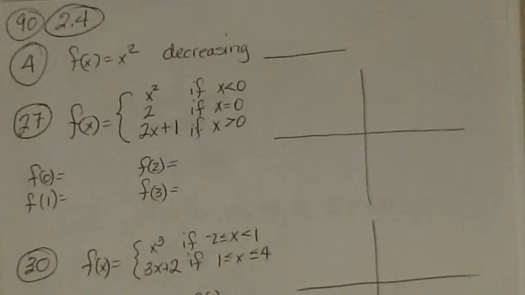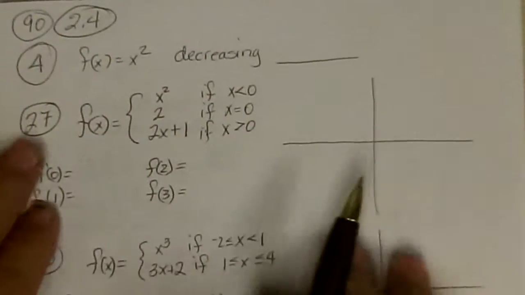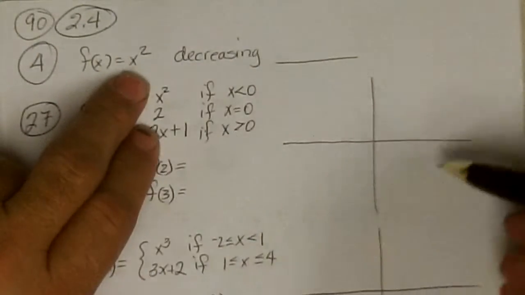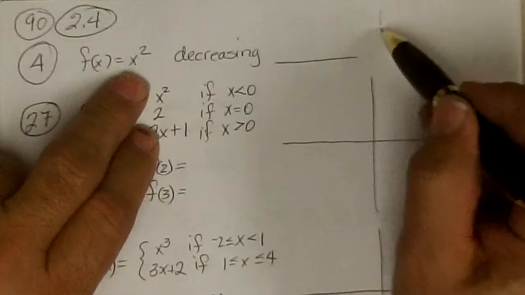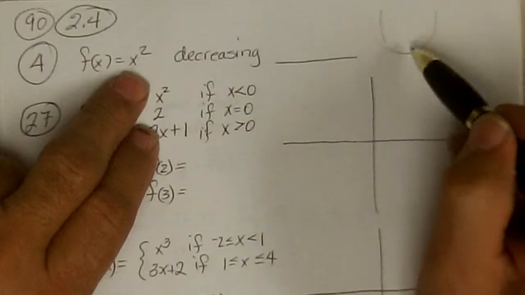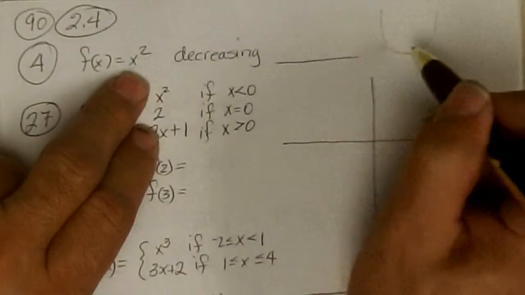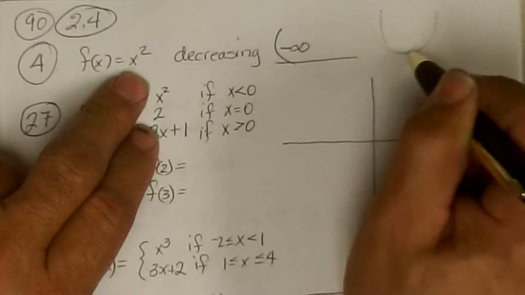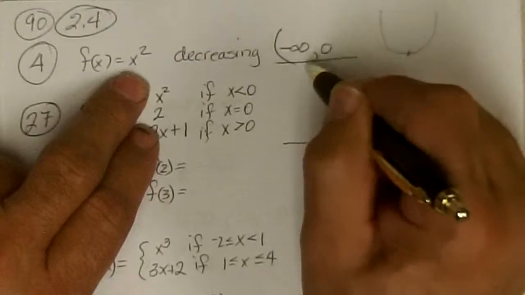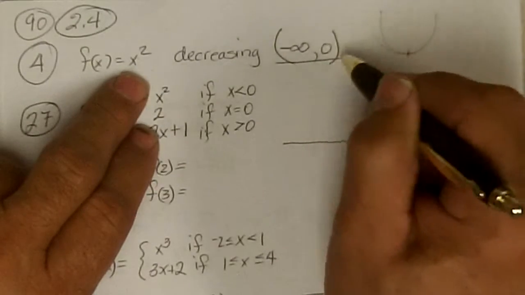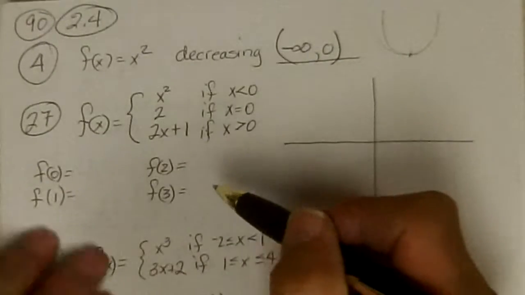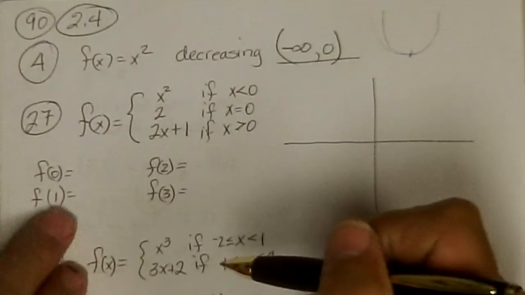Alright, here's the last videos for chapter 2. First with 2.4. It says, when is this function decreasing on one interval? Well, this is y equals x squared, and it's decreasing and then increasing. So it's decreasing on the interval from negative infinity up till 0, and not at 0. Then it says, graph this and find these points.